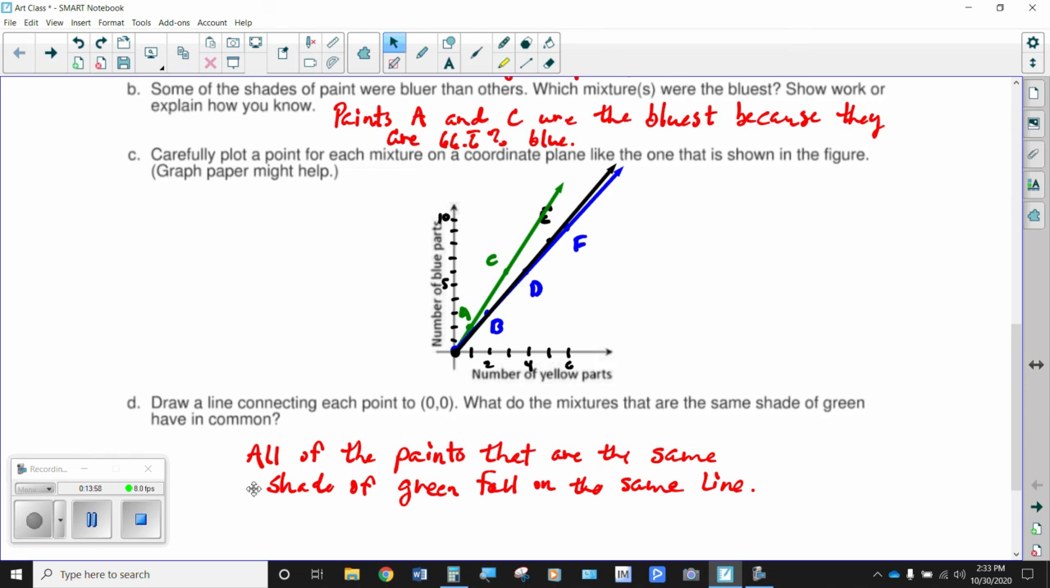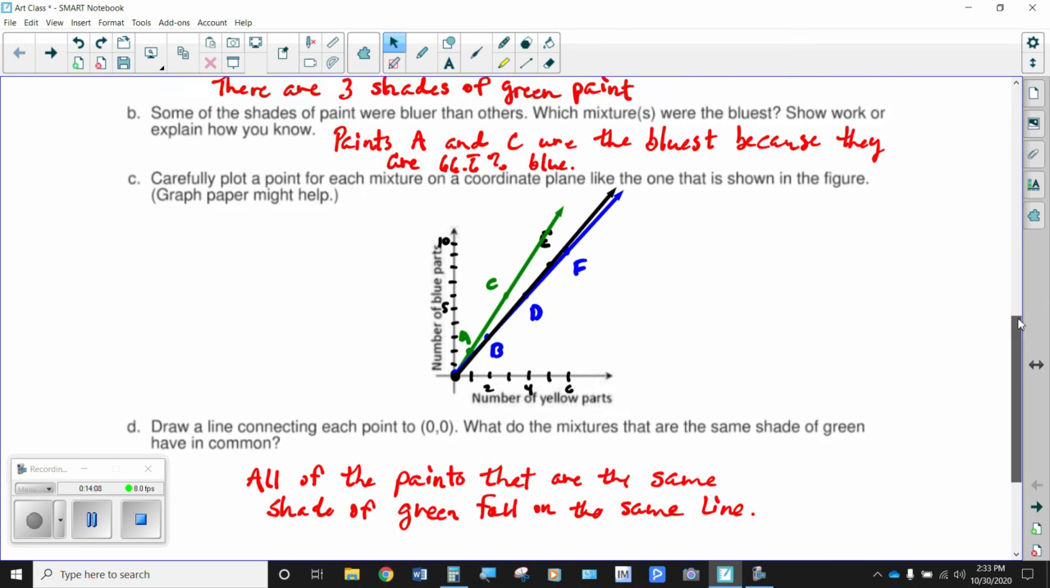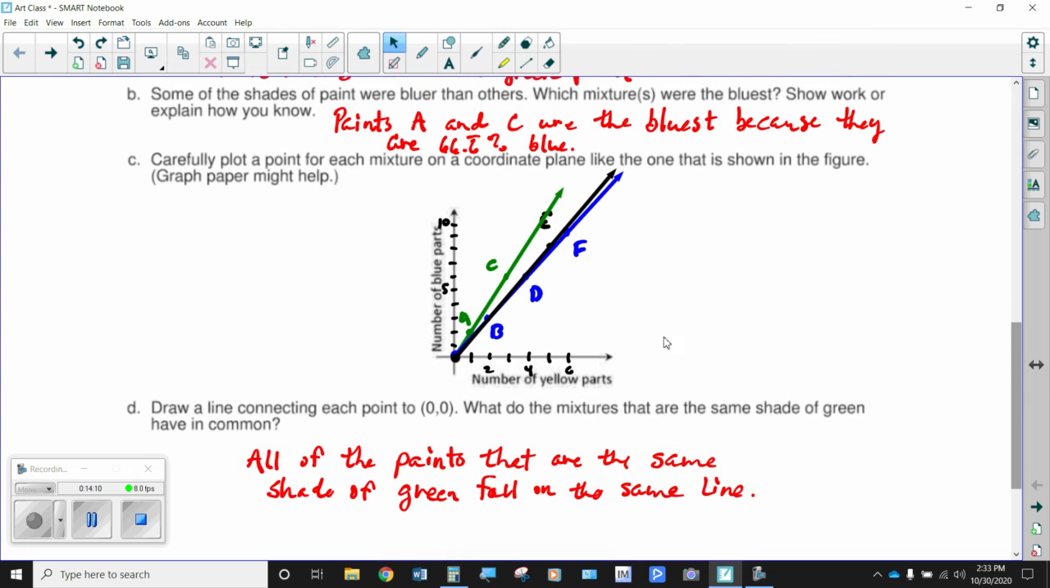So go ahead and clean this up a little bit. This would be something for you to keep, that might help you as we march toward our Chapter 4 test, which is going to be about proportional reasoning, and this is just one application of proportional reasoning. All right, take care, bye.